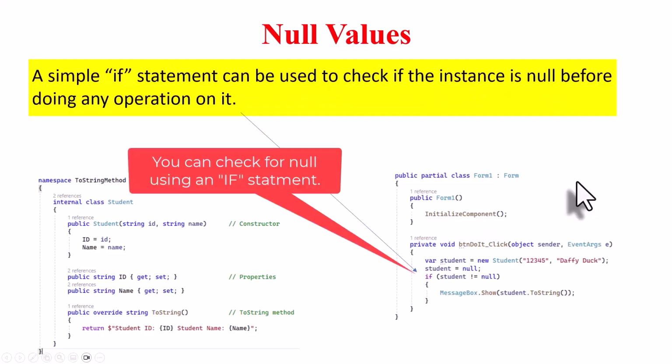A simple if statement can be used to check if the instance is null before doing any operation. So if you happen to have a situation like this, where we set up the student, new 12345, Daffy Duck, and then set it to null, we can say if student is not equal to null, go ahead and do the message box. And you won't generate an error then. If it is null, it's going to bypass this particular code. If it's not null, then we'll go ahead and show whatever happens to be in the student.